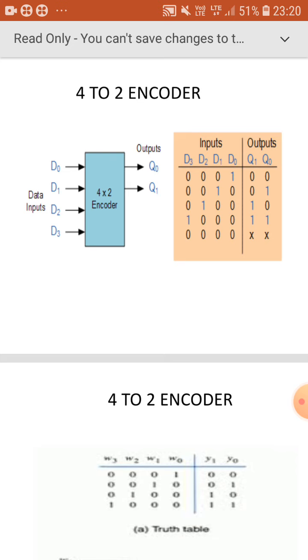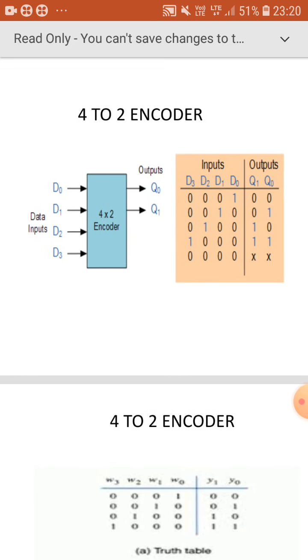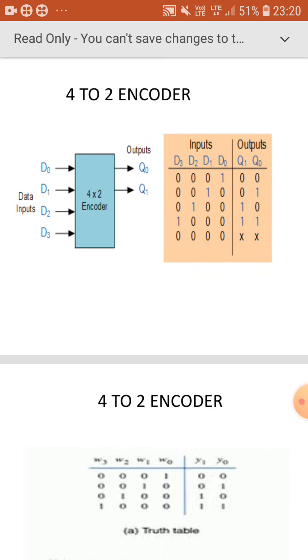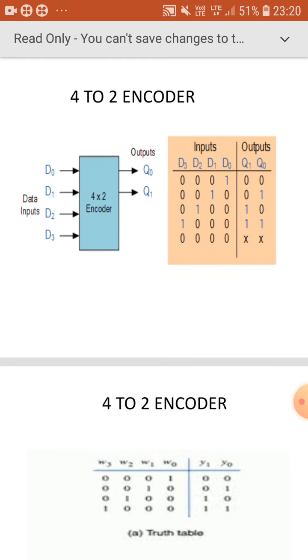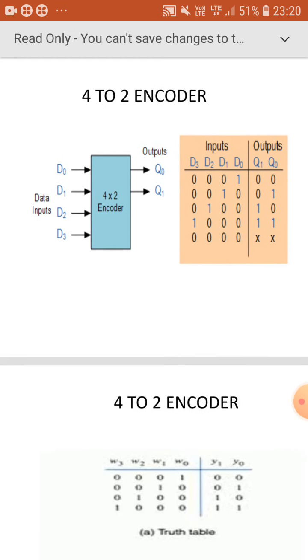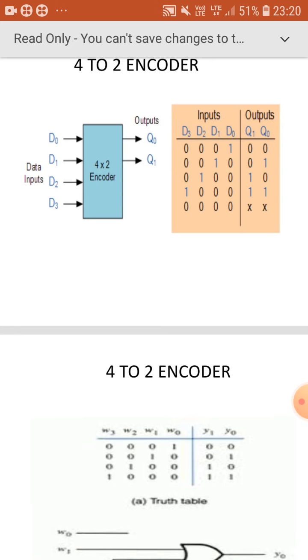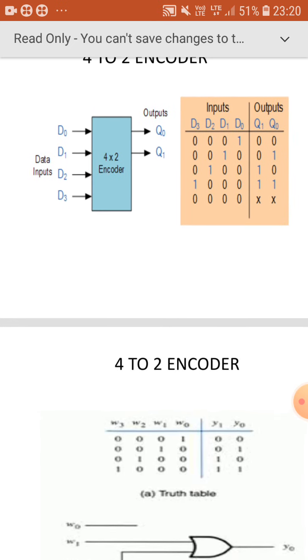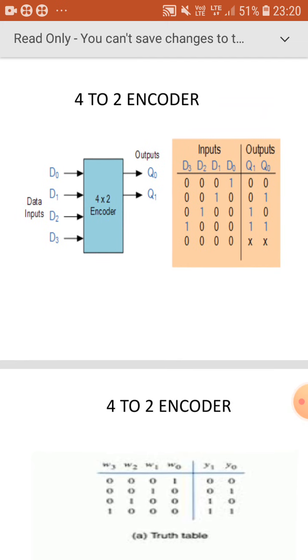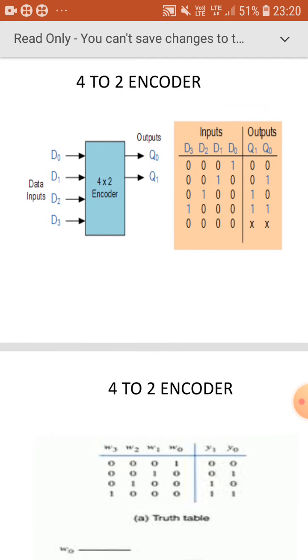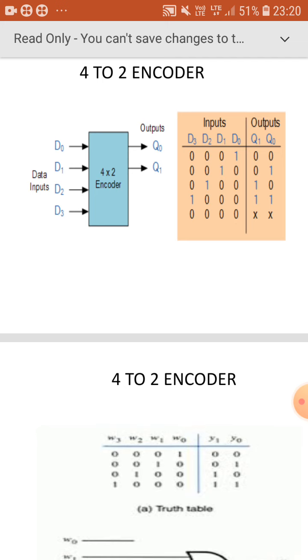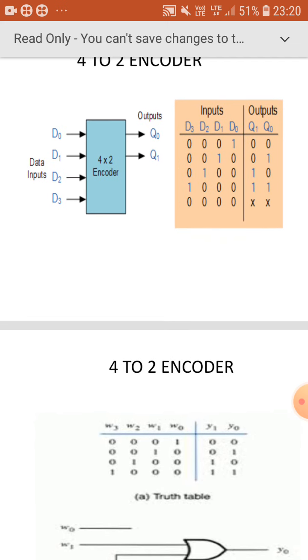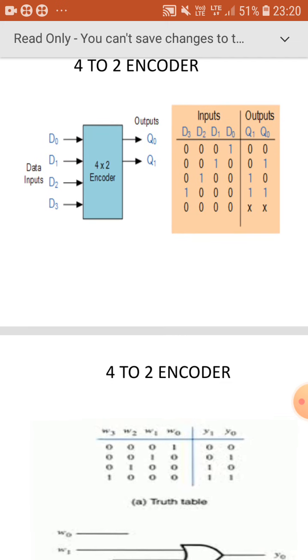If D0 is equal to 1, then the output will be 0, 0. If D1 is equal to 1, then the output will be 0, 1. If D2 is equal to 1, then the output will be 1, 0. If D3 is equal to 1, then the output will be 1, 1.